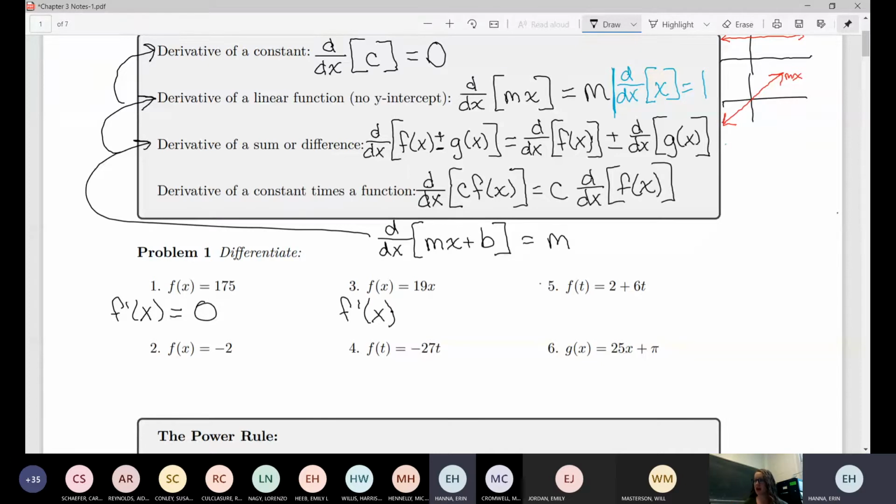So now I have 19x, so something times x, mx. The derivative of that is just 19, because now we have that variable, so it changes the rule that we're working with. So the derivative of 19x is just 19.